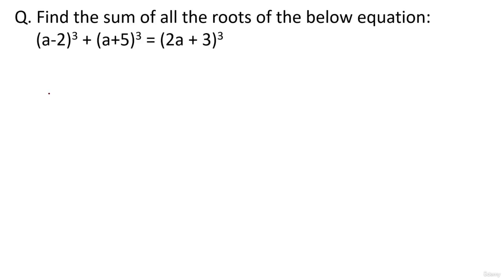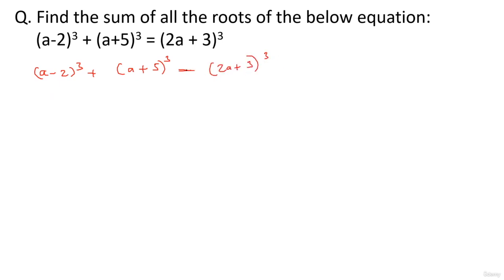Find the sum of all the roots of the below equation. a minus 2 the whole cube plus a plus 5 the whole cube is equal to 2a plus 3 the whole cube. Okay, now what you can do is take 2a plus 3 to the left hand side. So you will have a minus 2 the whole cube plus a plus 5 the whole cube minus 2a plus 3 the whole cube, right?